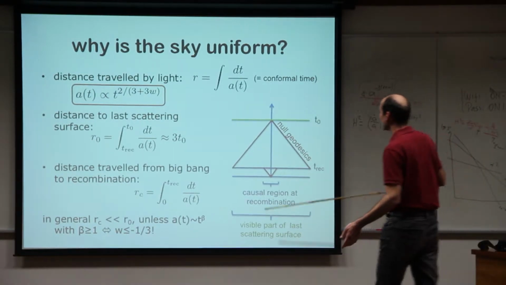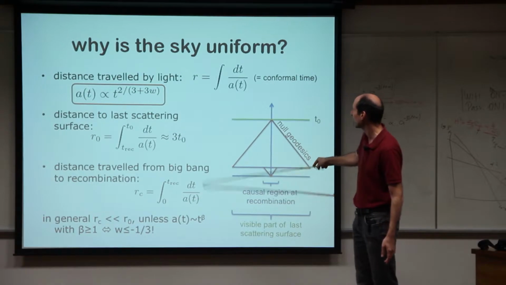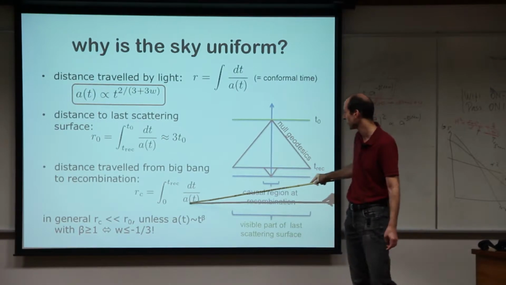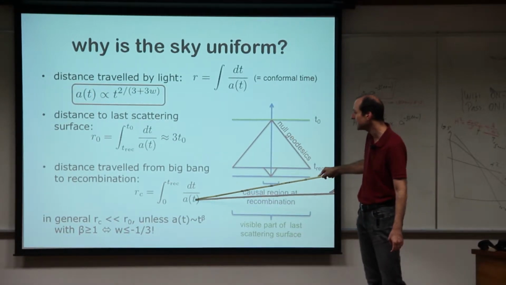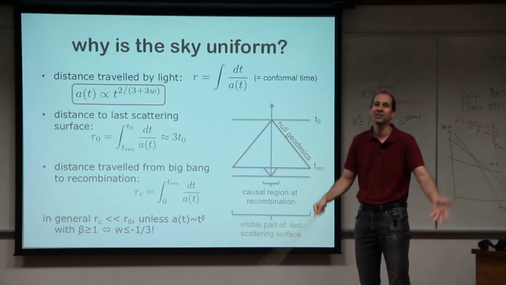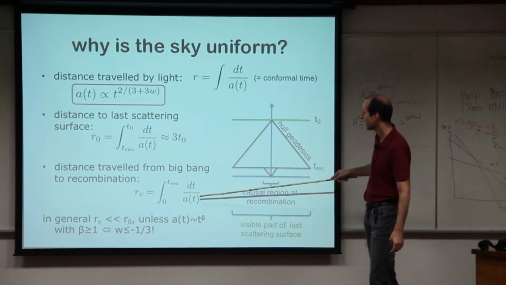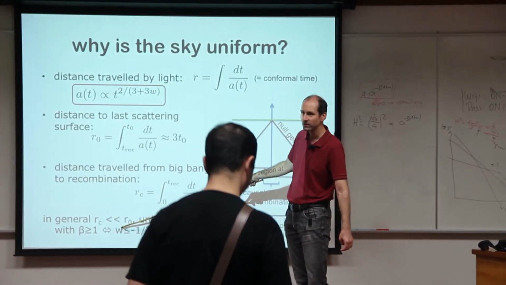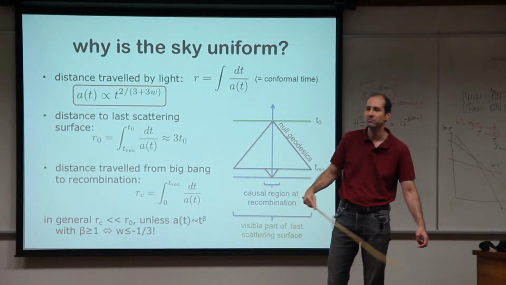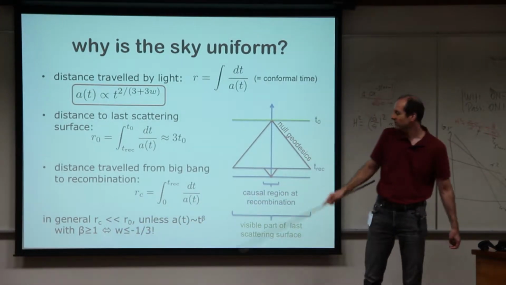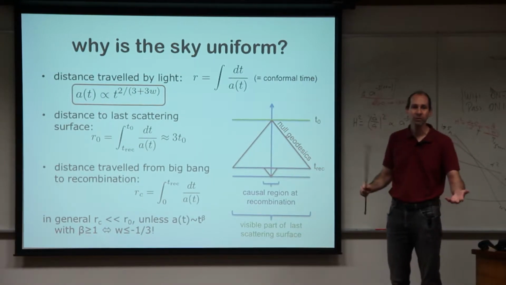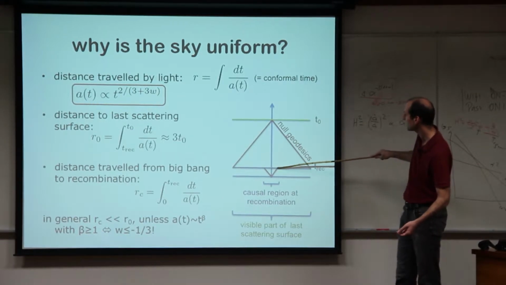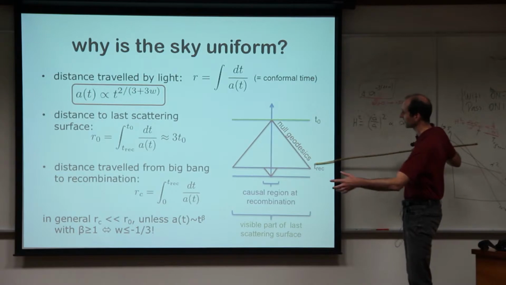Now, if a of t goes like t to a small power, then the integral converges, and then generically this is much smaller. But if this is, for example, t, then the integral doesn't converge, and then it's arbitrarily large. And when does the integral converge? Well, it converges if w is larger than minus 1/3, and it doesn't converge if w is smaller than minus 1/3. And so if the universe very early on is filled with normal matter, then, so where w is positive, then this distance here is indeed much smaller than that distance.